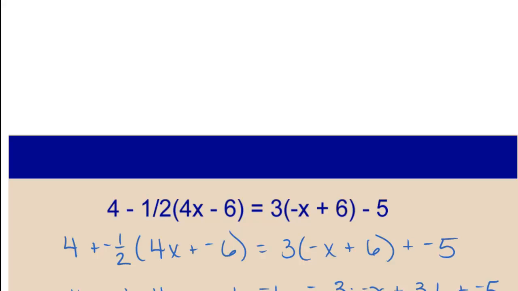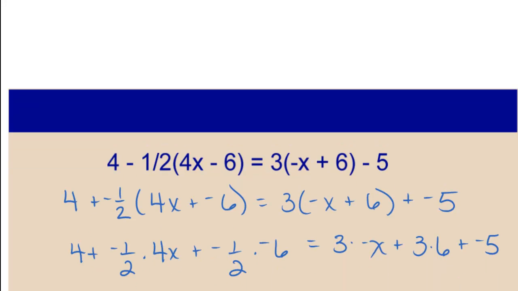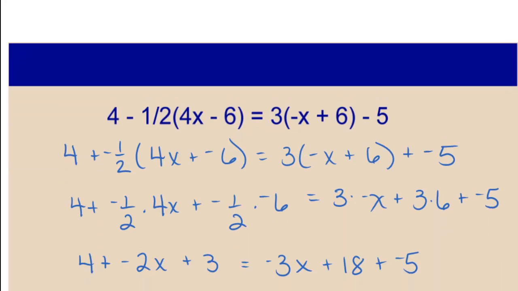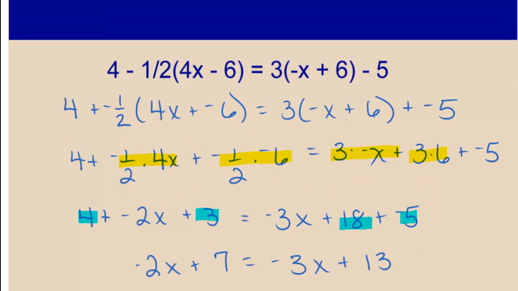Then I distributed, and you can skip down to this next step with distribution if you'd like. So here's my completed distribution once I went through and multiplied first, and after I multiplied, then I could add my like terms in my next step. So here I'm going to add my like terms, and that gives me a nice basic equation to work with.